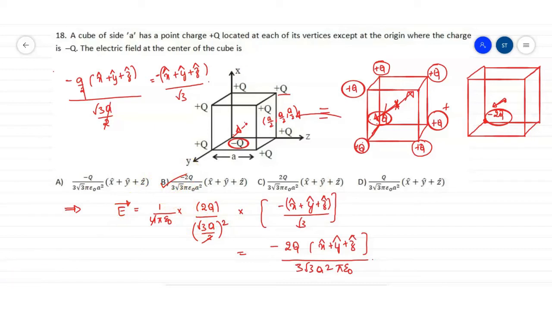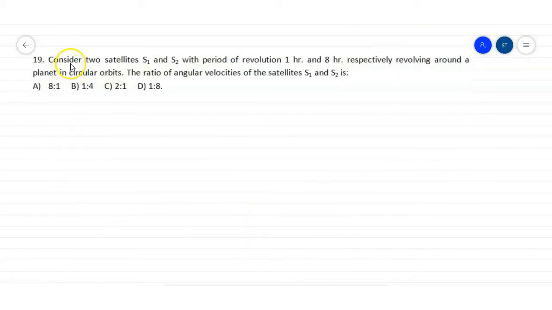Hello everyone. The question given is, consider two satellites S1 and S2 with period of revolutions 1 hour and 8 hours, respectively revolving around a planet in circular orbits. The ratio of angular velocities of the satellites is.